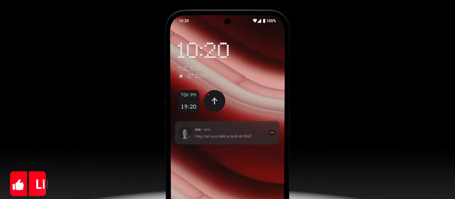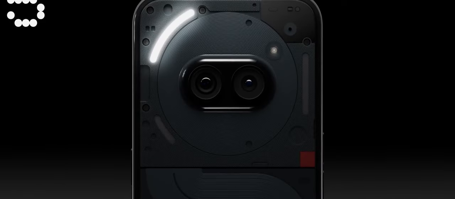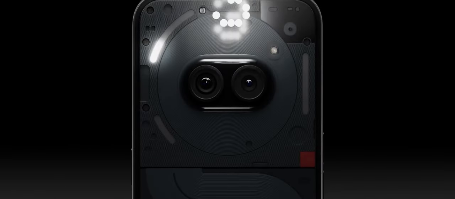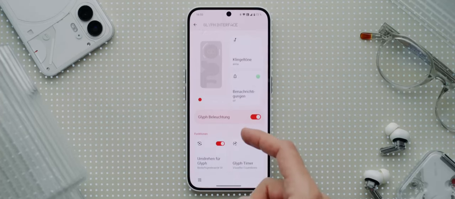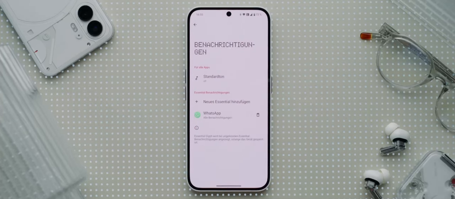Number 3. Glyph Interface. It is one of the main differences between the Nothing Phone 2 and its more affordable counterpart, the Glyph Interface. Now, this is kinda ironic, considering it's a key focus of the brand, but hey, let's break it down.